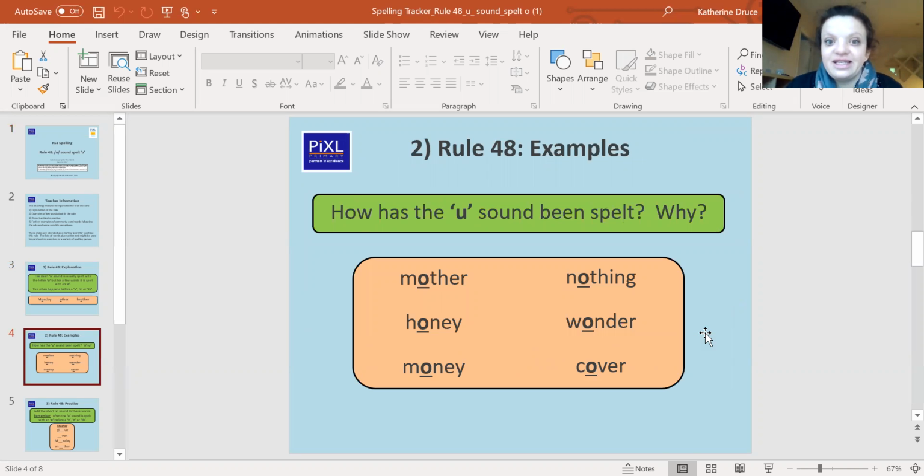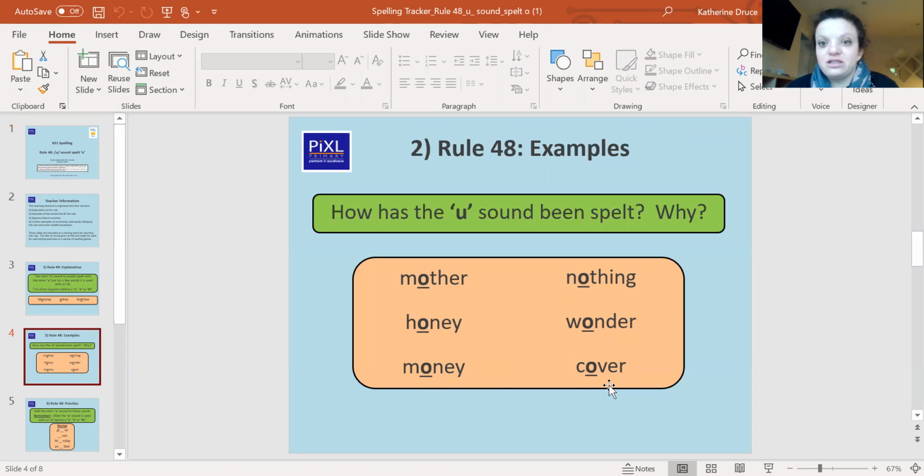So let's look at these words, and we can hear that the sound has been spelt with a U. And let's see if it is because it's before the V, the N, or the TH. So we've got mother, yeah, it's before the TH, so it's going to be an O. Honey, yep, it's before the N. Money, again, it's before the N. Nothing, it's before the th. Wonder, before the N. And cover before the V sound.